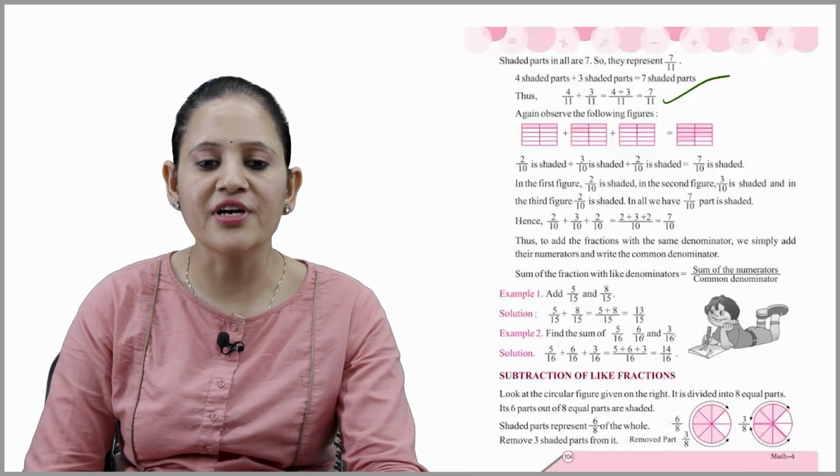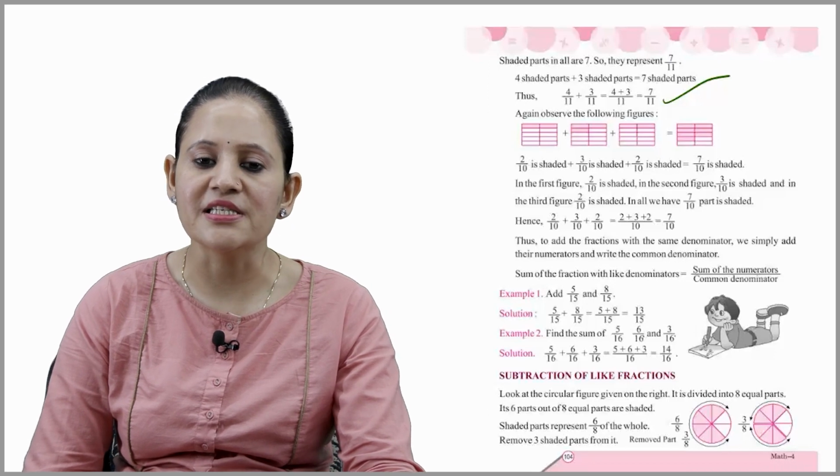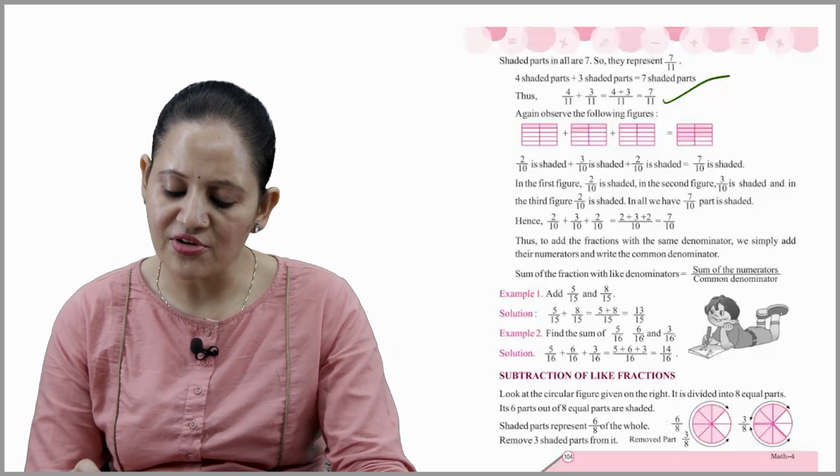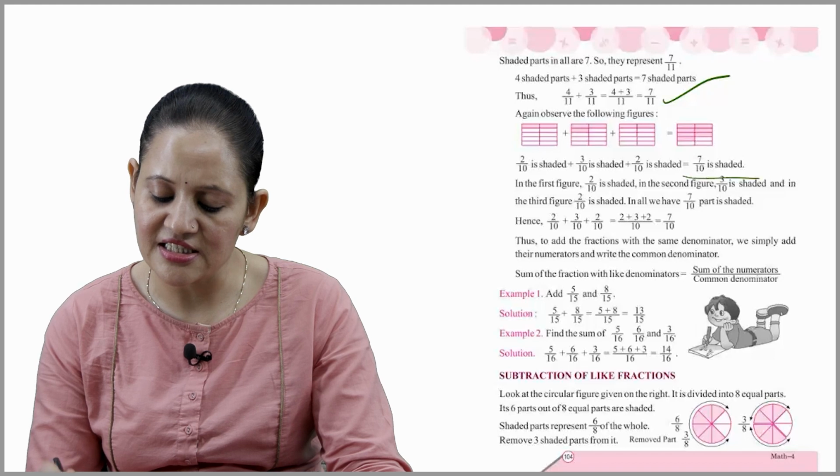Again observe the following figures. 2 by 10 is shaded plus 3 by 10 is shaded plus 2 by 10 is shaded. That is equal to क्या हो जाएगा? Denominator same है, numerator को add करेंगे, that is 7 by 10 is shaded.